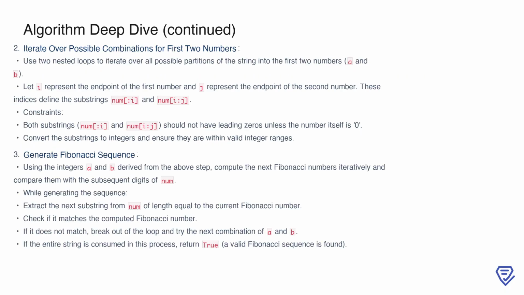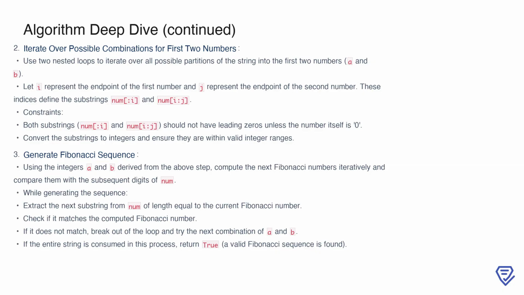Now, the next step involves iterating over possible combinations for the first 2 numbers in the Fibonacci sequence. To achieve this, we use 2 nested loops. The outer loop determines the endpoint of the first number, denoted by i, and the inner loop determines the endpoint of the second number, denoted by j. These indices allow us to partition the string into 2 substrings, num[0:i] for the first number and num[i:j] for the second.